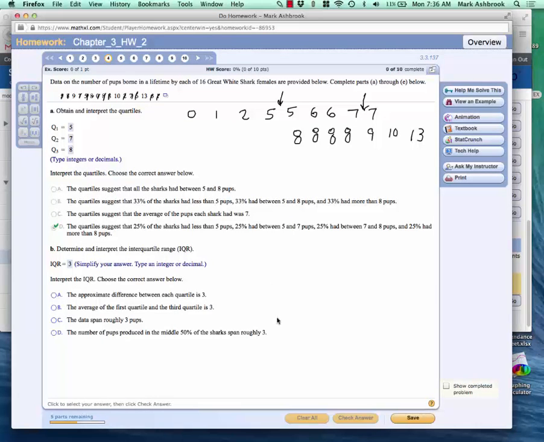Okay? Interpret the IQR. The approximate difference between each quartile is 3. No, this has to do with the middle 50% of the data. The average of the first quartile, no, it's not about average. The data spans roughly 3 pups. No. The number of pups produced in the middle 50% has a span of 3. There we go. The middle 50%. That's what the interquartile range is.